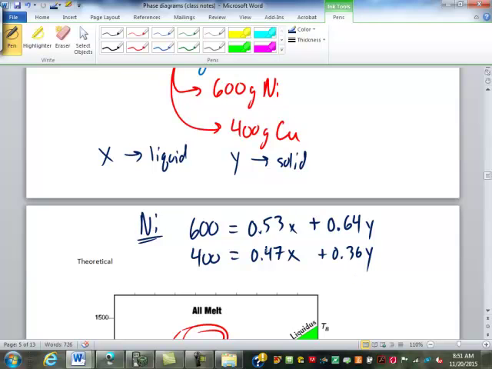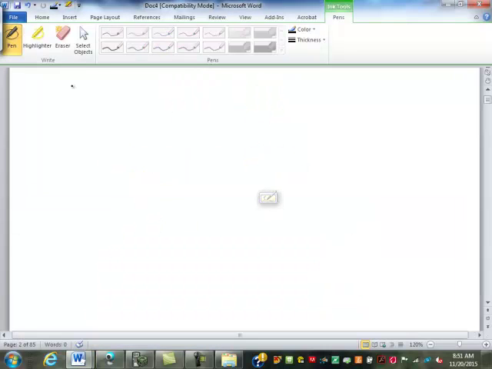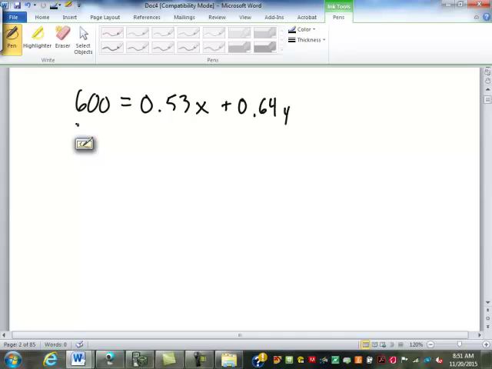And now we have a system of equations. So I'm going to go back here where I have more room. 600 equals 0.53x plus 0.64y. And 400 equals 0.47x plus 0.36y. So now we can figure out how much of that's liquid and how much of it's solid.